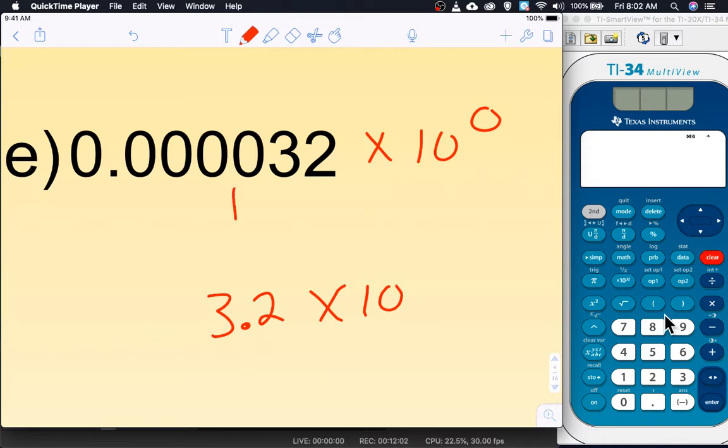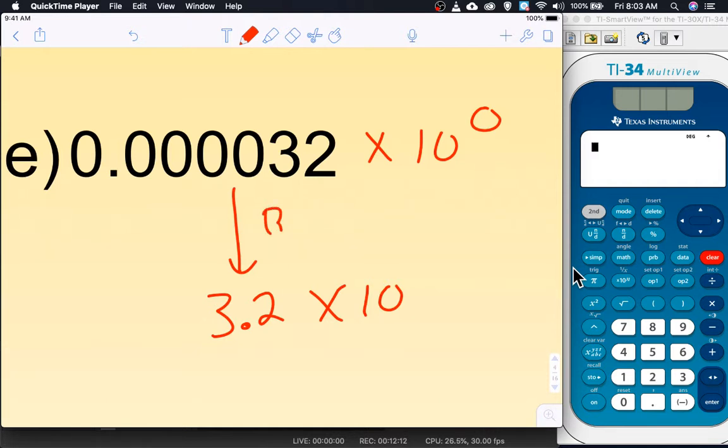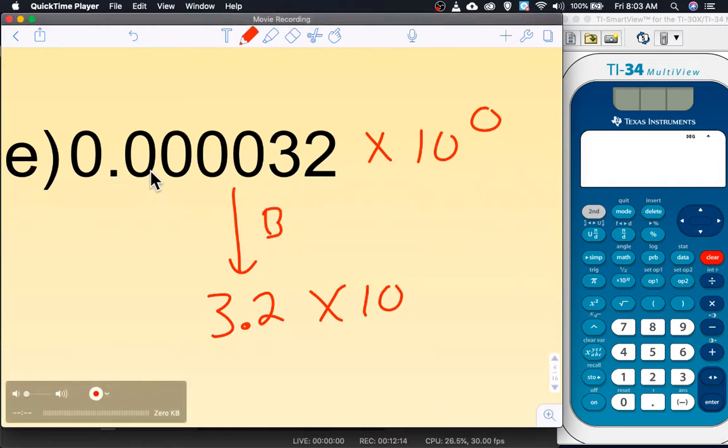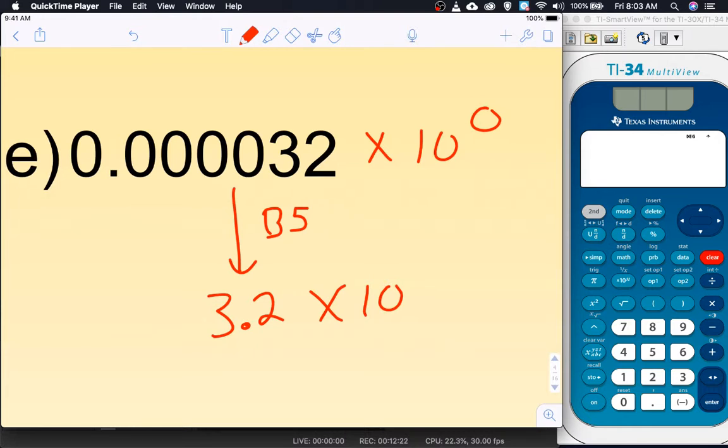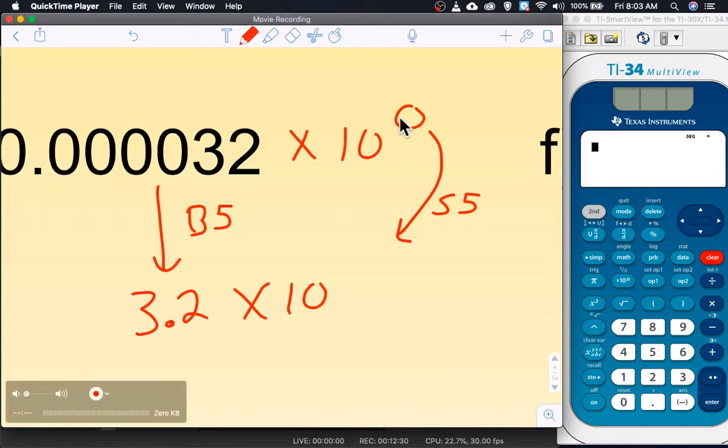Okay, this number here is getting bigger. It went from 0.0000, that's a very, very small number, to 3.2. So its value got bigger by how much? 1, 2, 3, 4, 5. It got bigger by 5 places, which means my exponent is going to do the opposite. It's going to get smaller by 5. Well, what is 5 smaller than 0?